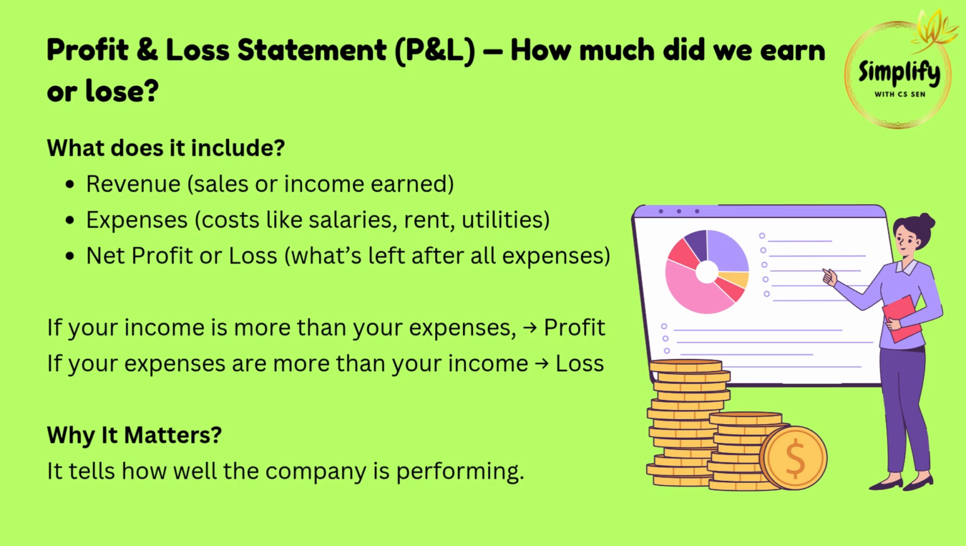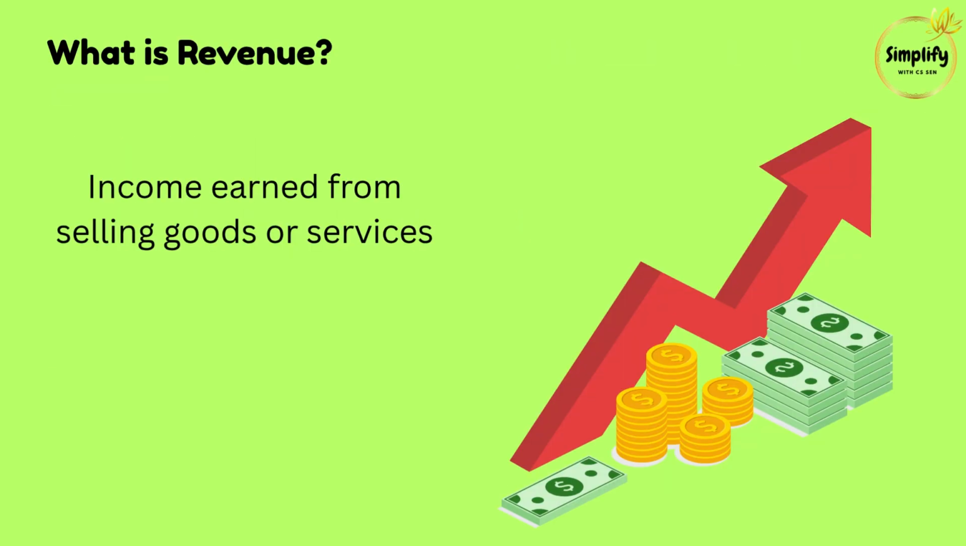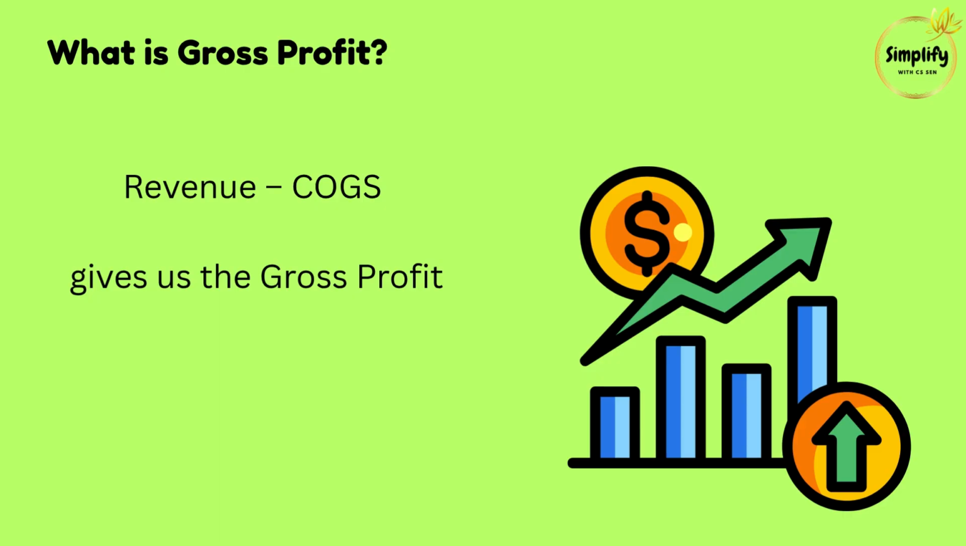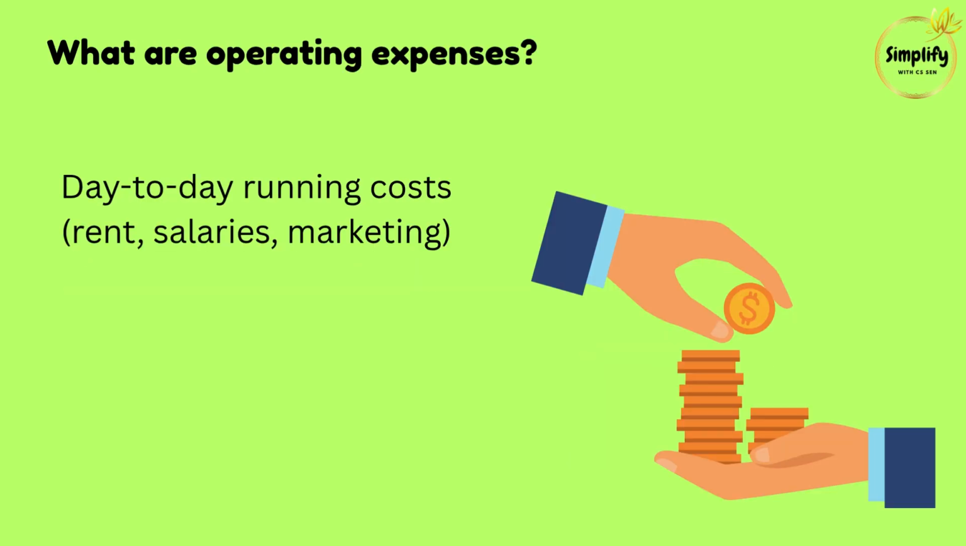Let's now go over some simple definitions of the key items you'll find in a profit and loss statement. What is revenue? It is the income earned from selling goods or services. What is cost of goods sold? It is the direct costs of producing the goods or services sold. What is gross profit? Gross profit is the profit a business makes after subtracting the cost of making or buying the products it sells. It is calculated as revenue minus the cost of goods sold. What are operating expenses? They are the day-to-day running costs like rent, salaries, marketing, and the like.